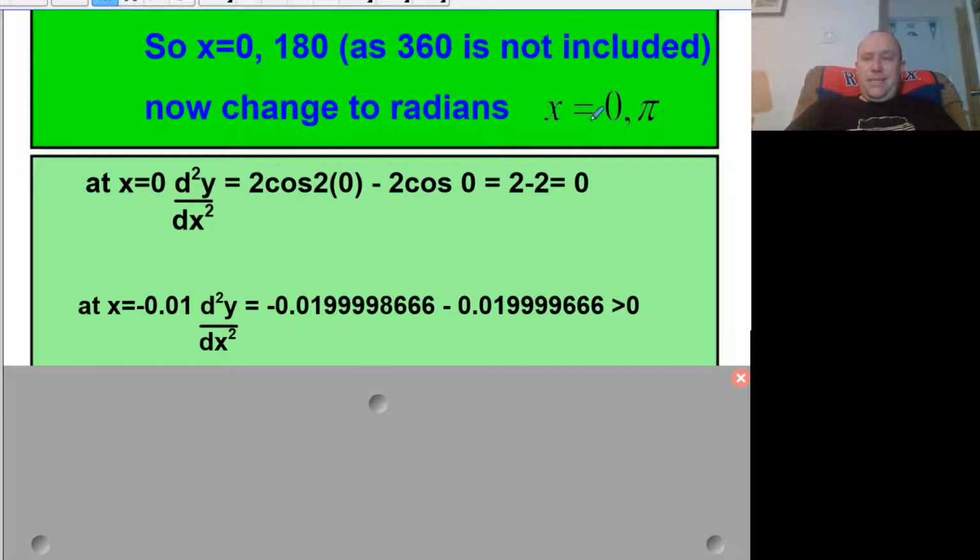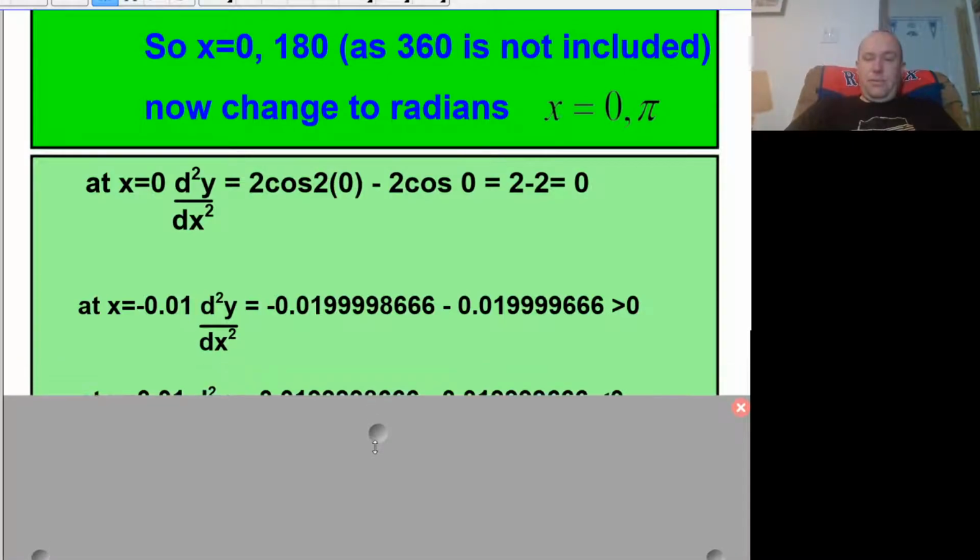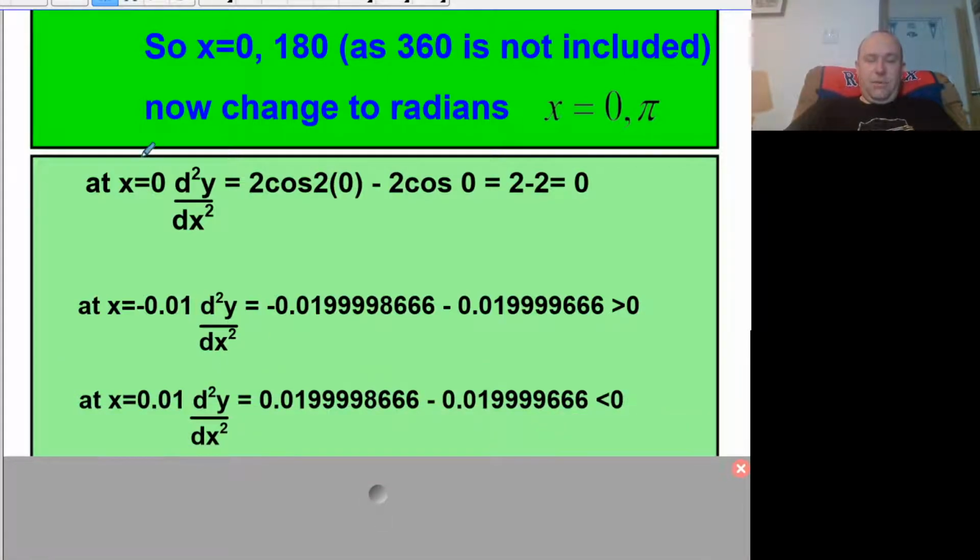So I chose something slightly smaller than 0 radians. So I went with negative 0.01 just to see what actually happens. And I get a number that's slightly bigger than 0. I don't really care what the number is. I'm just interested, is it greater than or less than 0? Pick a number slightly to the right of 0. So I went with 0.01. Work out what that gives you. And you get a small negative number, but it's certainly something that's less than 0.